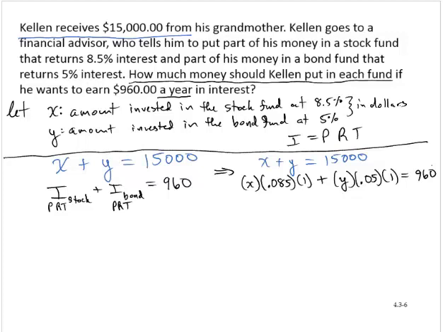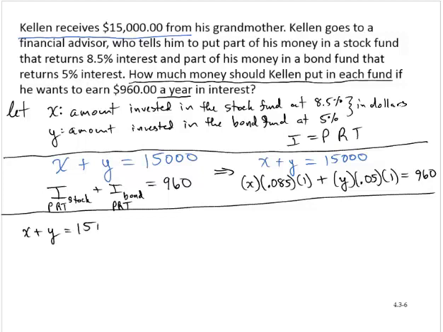First thing I'm going to do is clean up that second equation. Alright, so I'm just going to write in black now. x plus y is 15,000. And the second equation I'm going to write, well, 0.085 times 1 is just 0.085. So I'm just going to write that as 0.085x plus, similarly, 0.05y is equal to 15,000. Now, we want to solve this system. So I'm going to use elimination, since we're in the elimination section.